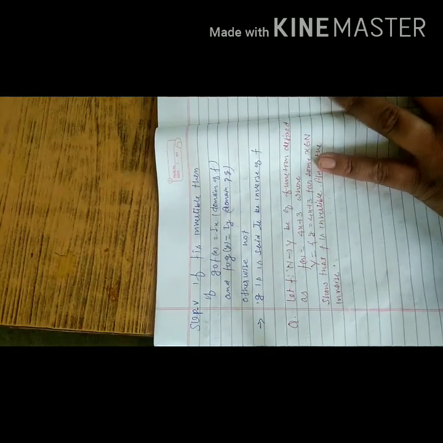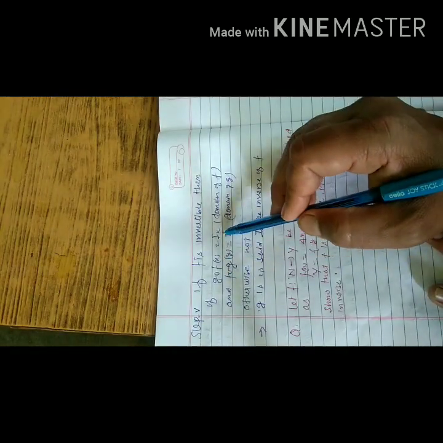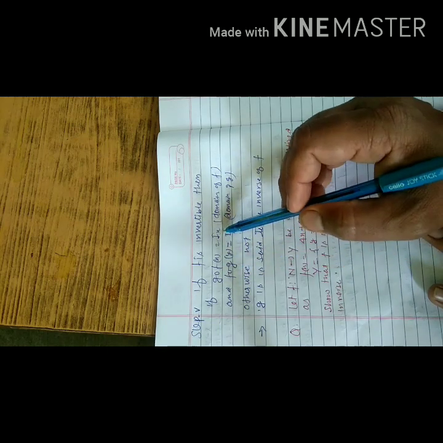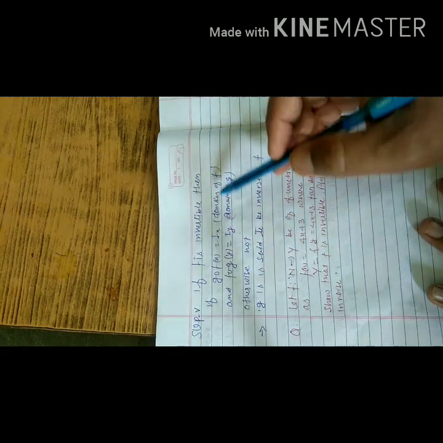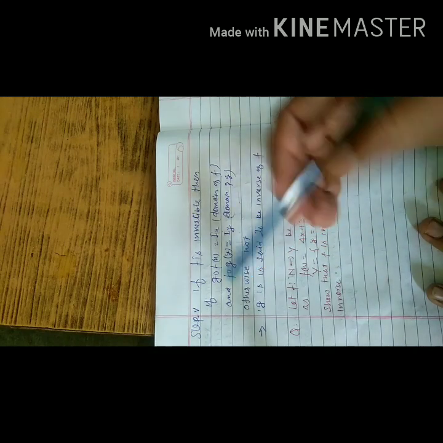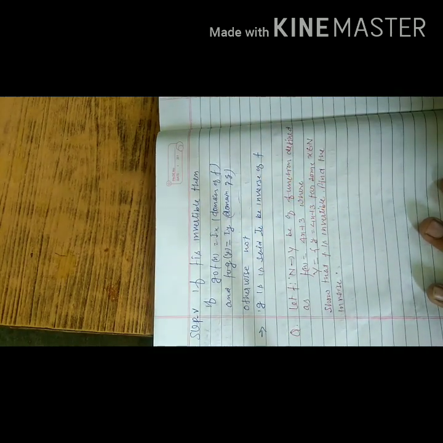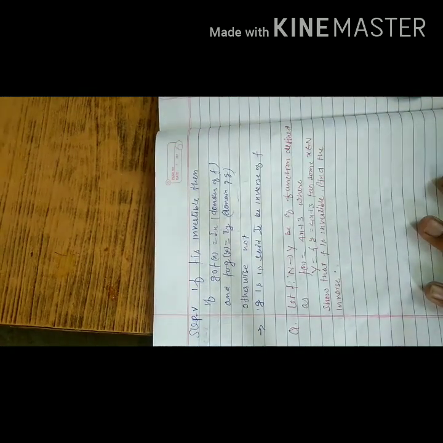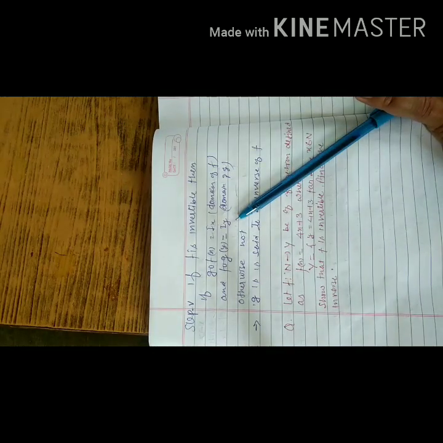If, on solving, we find fog is equal to I_Y and gof is equal to I_X, then we can say it is an invertible function, otherwise not. Clear? To understand that, now we are going to solve this question.